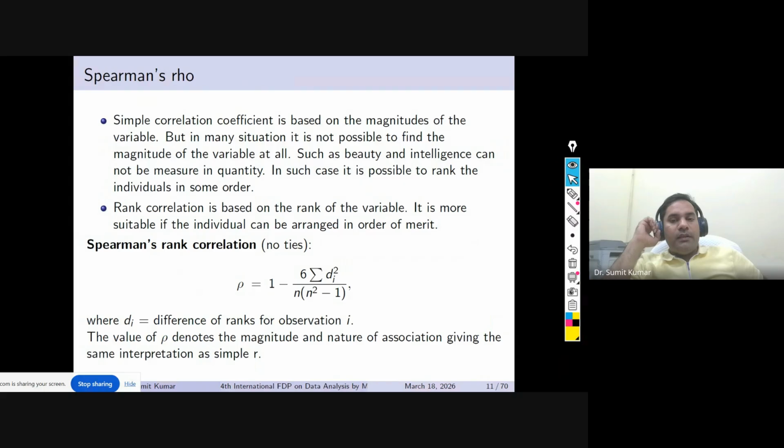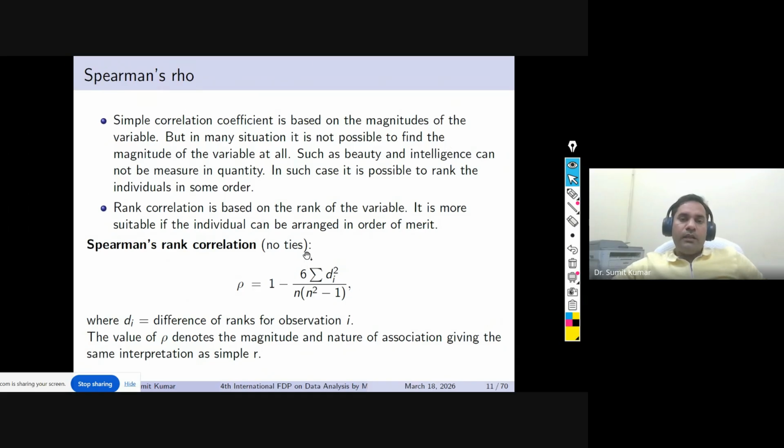So it may be defined like this: you have to check the mental level. Mental level means IQ, so you have to order them by IQ. This is the first person, this is order one, the highest rank. The second person is second order. So you have to define some order for the variable's numbers.